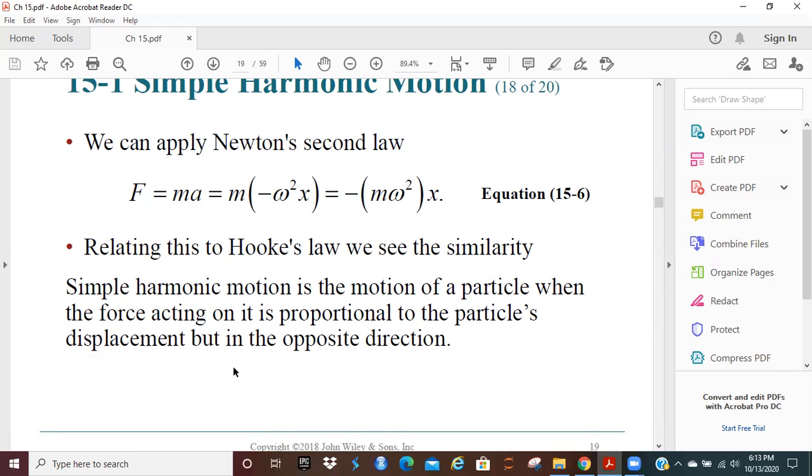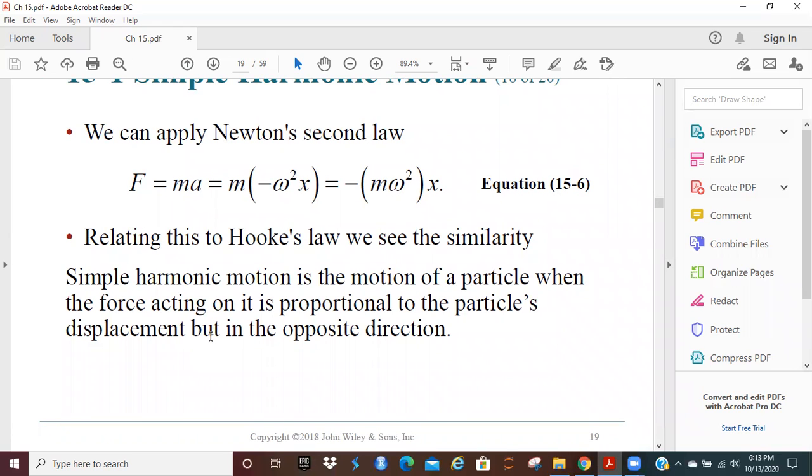So simple harmonic motion is the motion of a particle where the force acting on it is proportional to the particle's displacement, but in the opposite direction. And if you remember, Hooke's law, F is equal to minus kx. We can call this k. The important thing here is that it's proportional to the first power of x and that there's a minus sign out there.